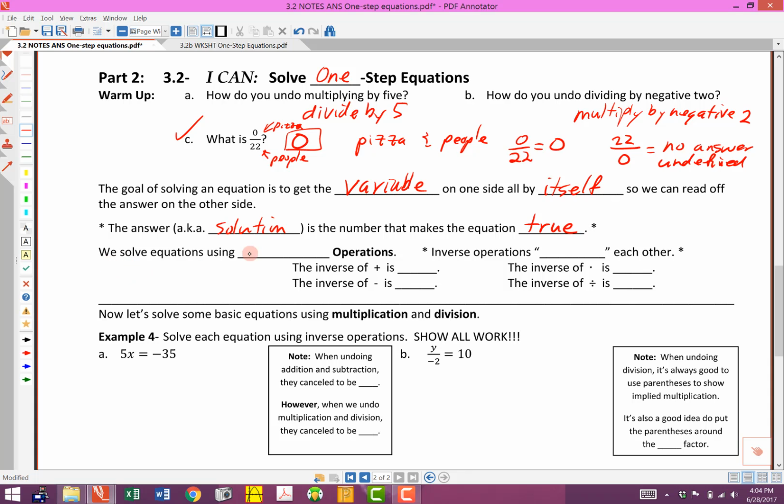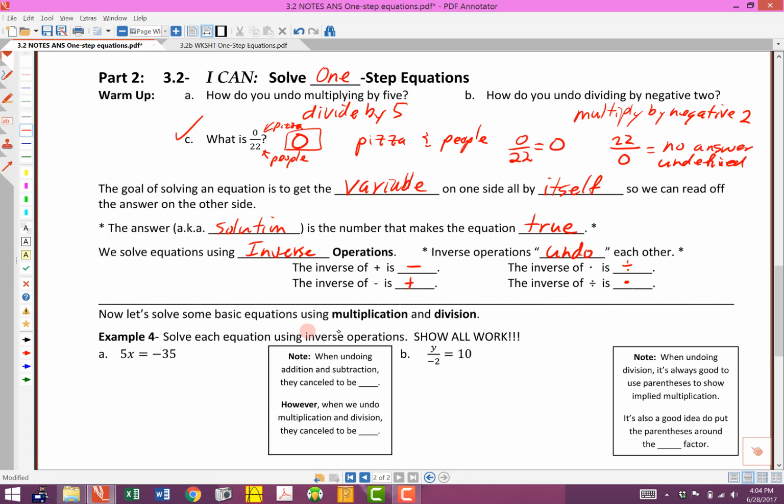When we solve equations, we use inverse operations. Inverse operations undo each other. It's kind of like they cancel each other out. They make it as if they never happened. So the inverse of adding is subtracting. Inverse of subtracting is adding. Inverse of multiplying is dividing, and the inverse of dividing is multiplying.